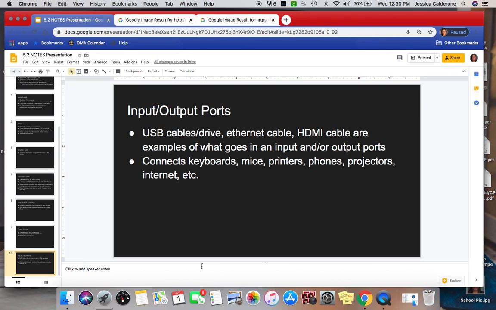All right, so hope this helps you with some of these definitions. Again, this is going to be on your quiz that you have next week, so make sure you are taking these notes appropriately.